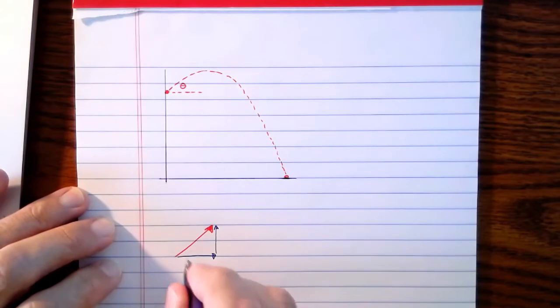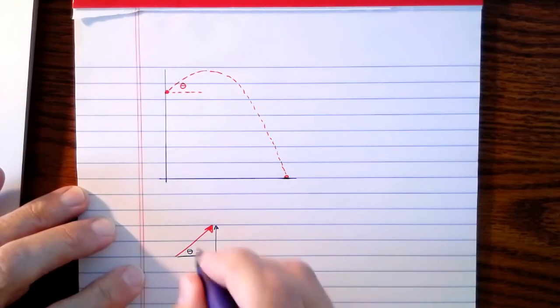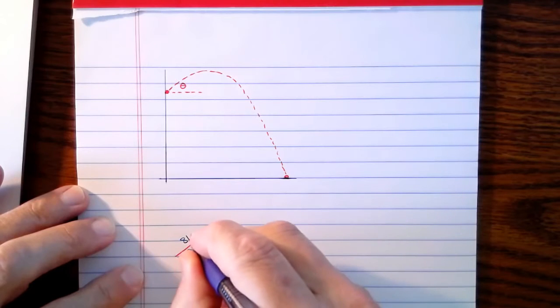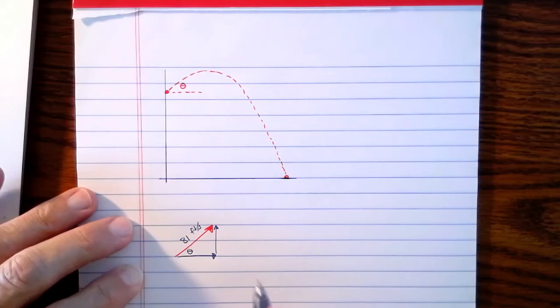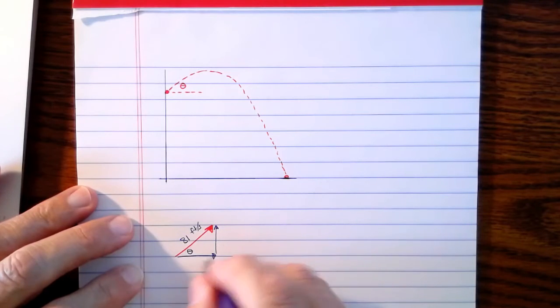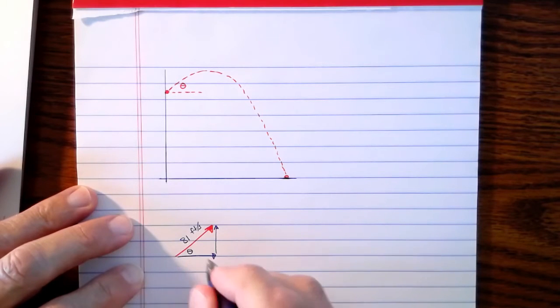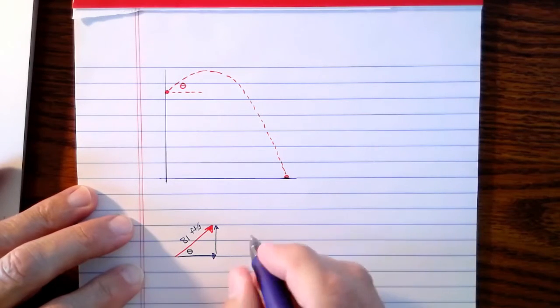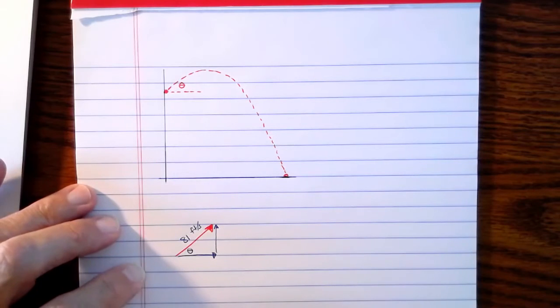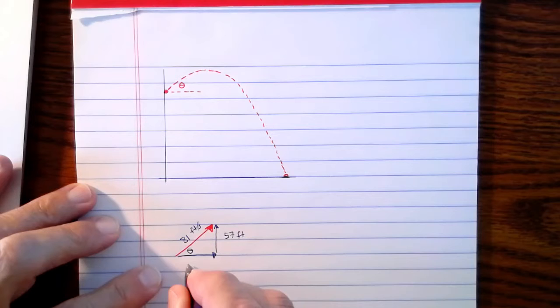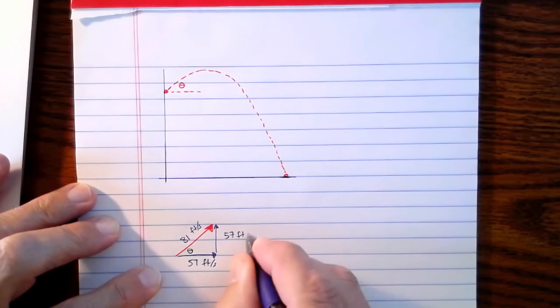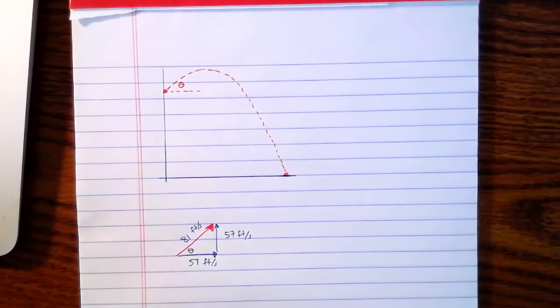And so if this angle is 45 degrees, and you assume this is 81 feet per second, you can show using some elementary trigonometry that the two legs of this triangle, since we're assuming 45 degrees, are equal. They are about 57 or so. So 57 feet per second is how fast the ball was going up, and 57 feet per second is about how fast the ball was going horizontally.